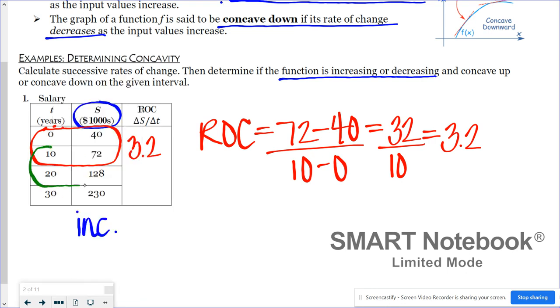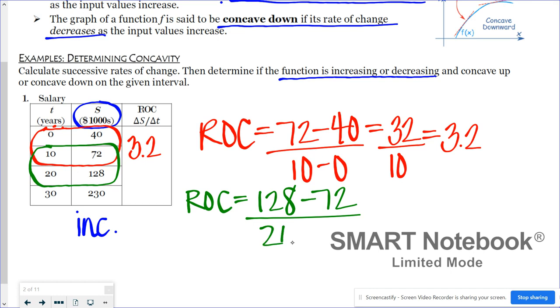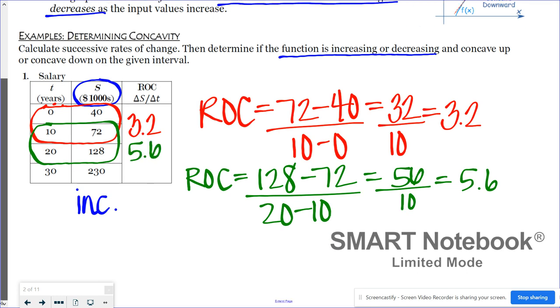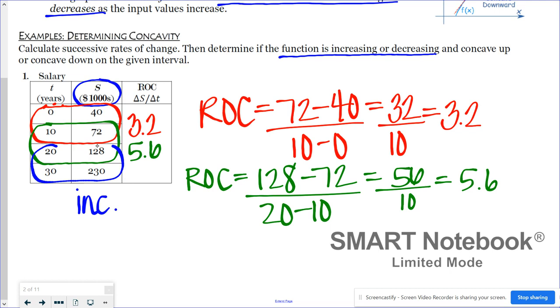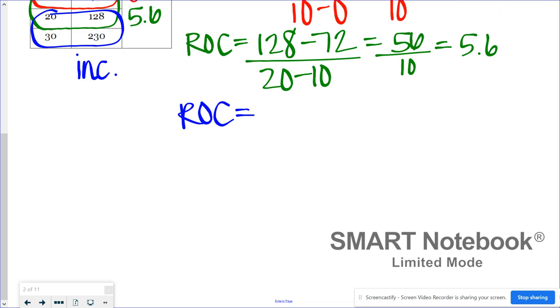So I'm going to take a look at the next successive rate of change, and calculate it out: y2 minus y1 divided by x2 minus x1. That gives me 56 divided by 10, which is 5.6. Then I'm going to do that one more time to give me a third rate of change, so I can say for sure whether this is concave up or concave down. For my third rate of change, I'll use the last 2 data points: y2 minus y1 divided by x2 minus x1.